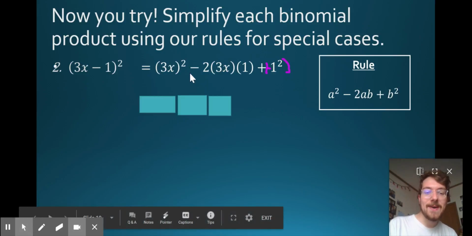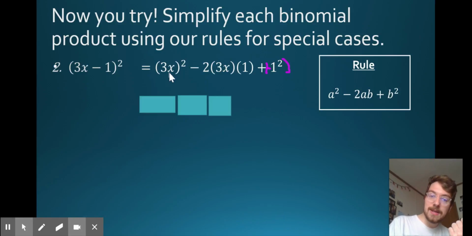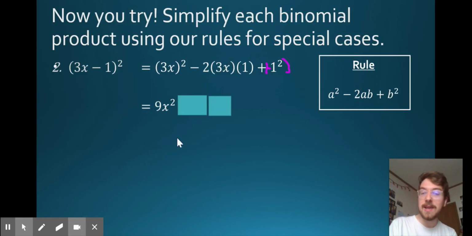Okay. So first off, I've got to square my 3x. So 3 times 3 gives me 9. x times x gives me x squared. So I'm going to have 9x squared in that first one. Second one, I want to multiply my numbers. So 2 times 3 gives me 6. Times 1, still 6. And we have an x thrown in there as well. So I'm going to have minus 6x. And at the end, -1 times -1 is just going to give me +1. So plus 1 on the end.